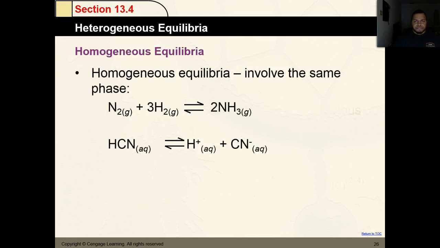We're almost to the end of this part, and I actually think I might have to break this into a second video, but heterogeneous equilibrium versus homogeneous equilibrium. Homogeneous equilibrium is basically that all of the molecules that are involved are in the same state. So as we're looking at the first example here, all of them are gases. The second example, all of them are aqueous, or in an aqueous state. That will be a homogeneous equilibrium.